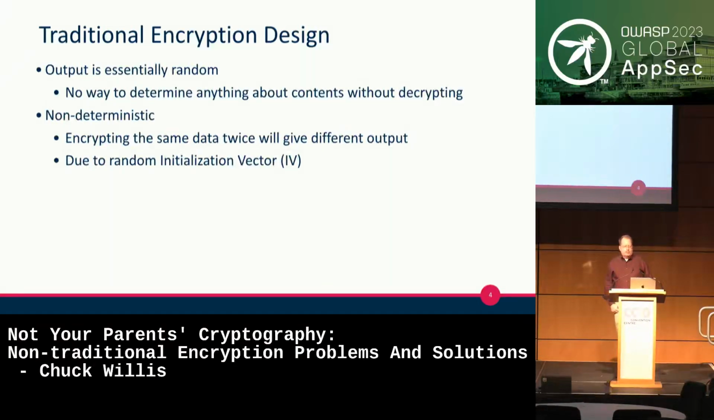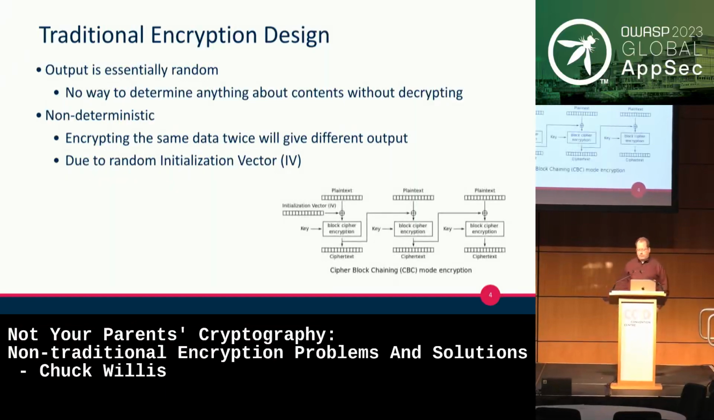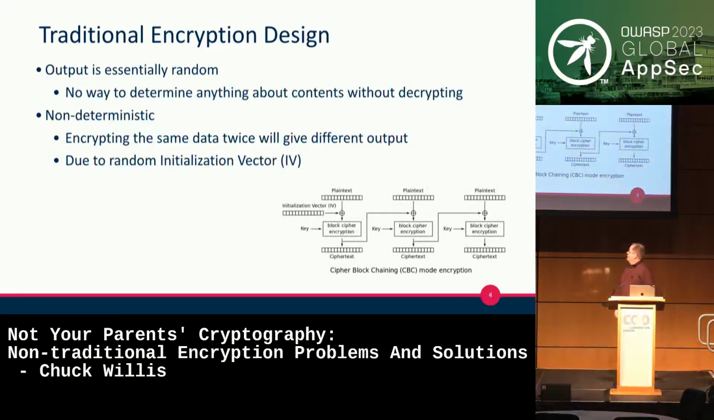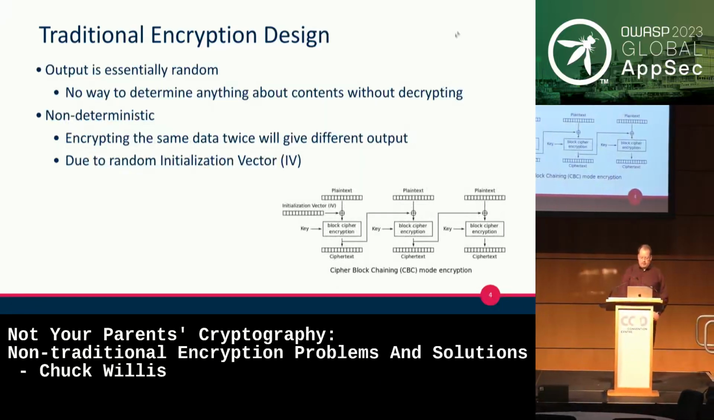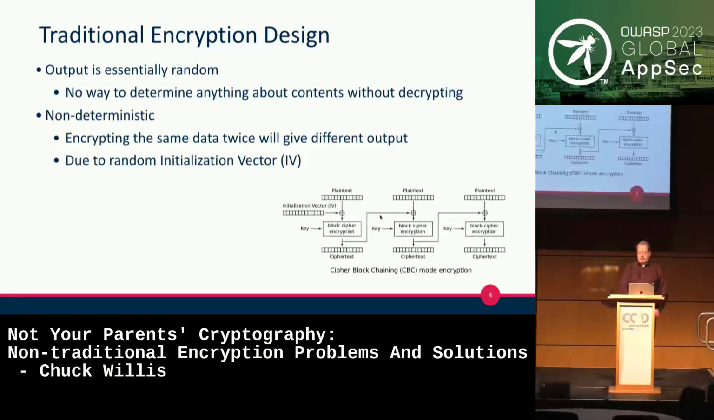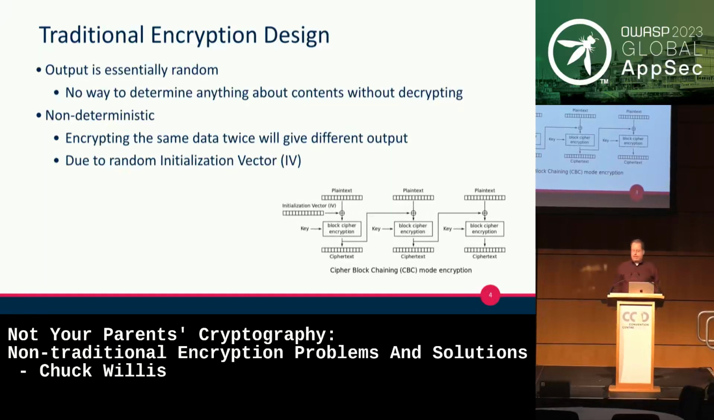The way that's generally done is through an initialization vector. If you're familiar with cipher block chaining mode, you've got an initialization vector that is XOR'd in with the plain text as a way of bootstrapping the process with random data. It gives you that non-deterministic nature in order to give resistance to certain types of cryptanalysis.